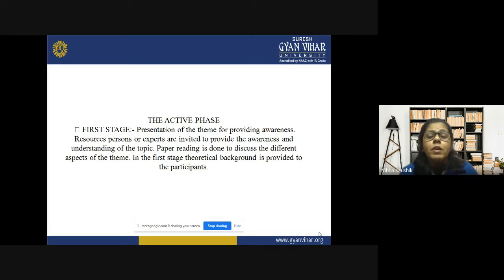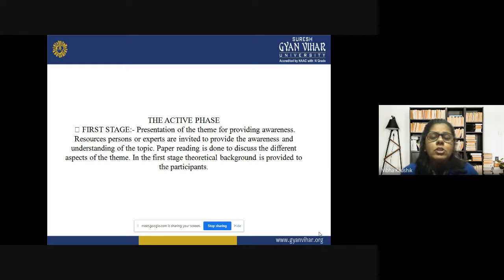They will provide awareness to the participants on the theme and understanding of the topic, and they will make them understand that this is the topic on which we are going to conduct that particular workshop. Paper reading is done to discuss the different aspects of the theme. We can organize paper reading in the workshop so that everyone will be able to understand the different aspects of the theme of that particular workshop.